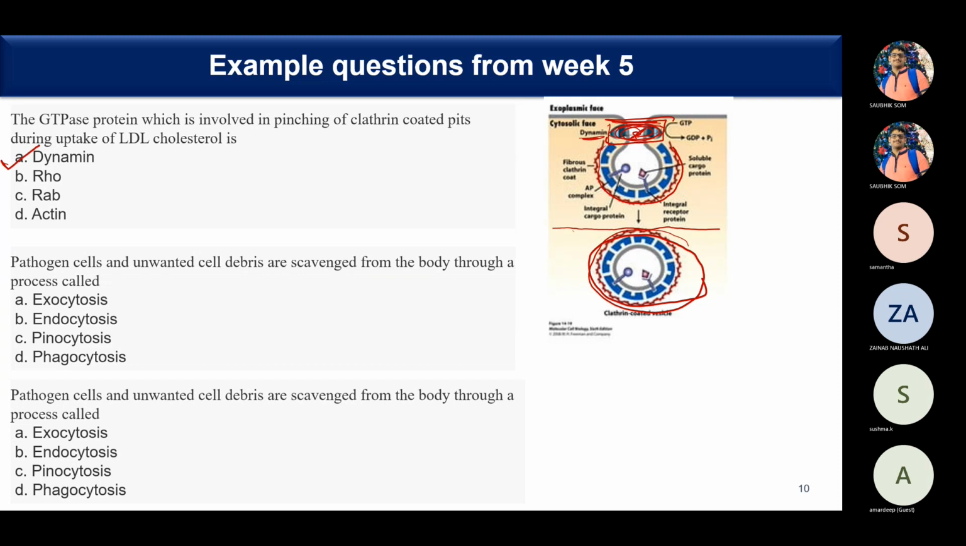Pathogen cells and unwanted cell debris are scavenged from the body through exocytosis. So exocytosis is throwing things out of the body. Endocytosis is the kind of this. Pinocytosis also is a kind of taking things inside, but it generally takes up from extracellular fluid, but not the phagocytosis. Phagocytosis is a little different. So the correct answer is phagocytosis.